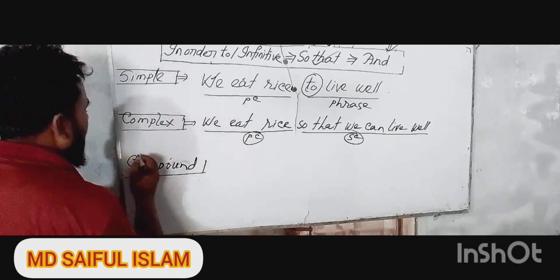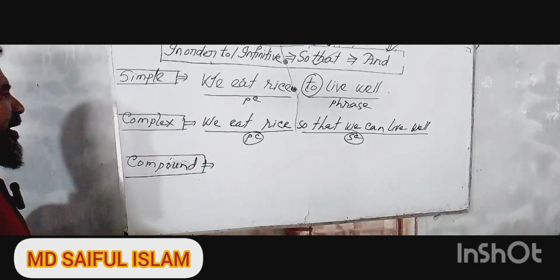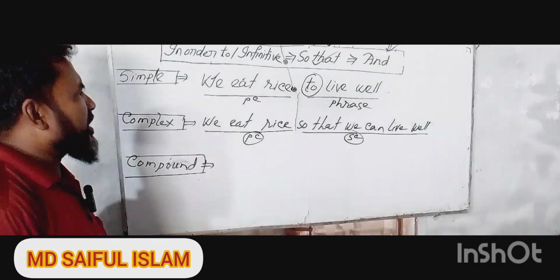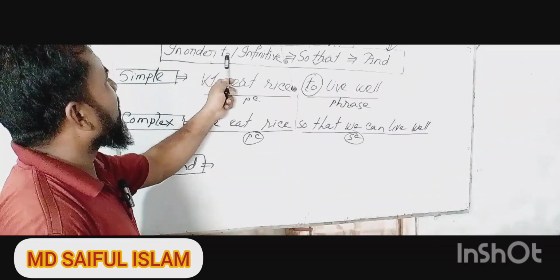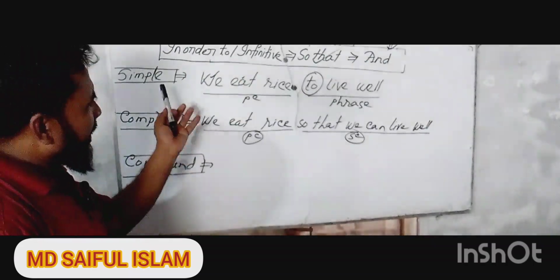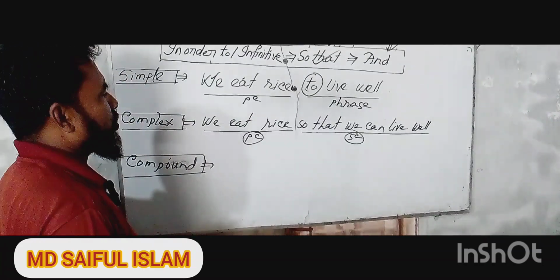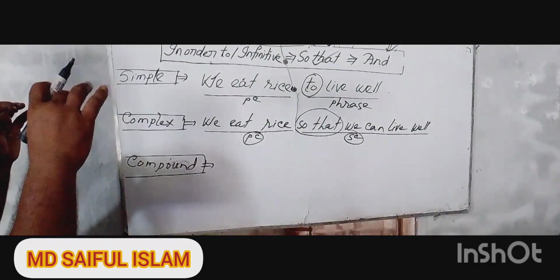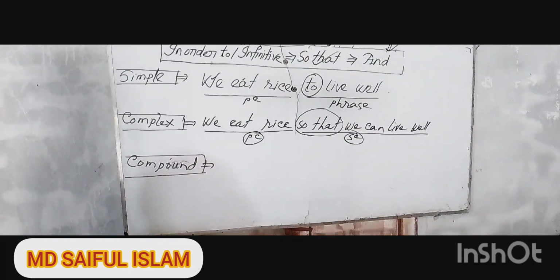Compound, my dear viewers. When you transform any statement mixing "in order to" or infinitive "to" into a complex sentence, you will have to use "so that". Okay, my dear viewer, "so that". But at the time of transforming such a statement mixed with "so that" into a compound sentence, or mixed with "in order to" or infinitive "to", we'll have to use "and" in the middle of the statement, at the place of "so that".